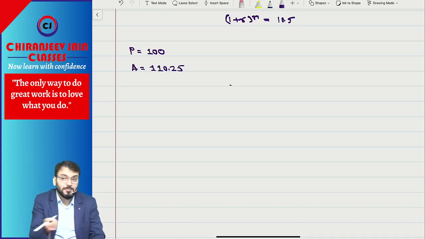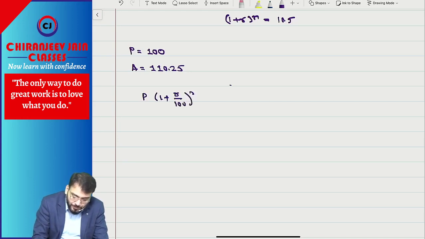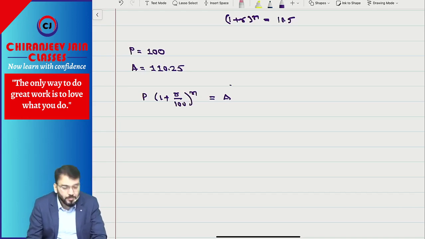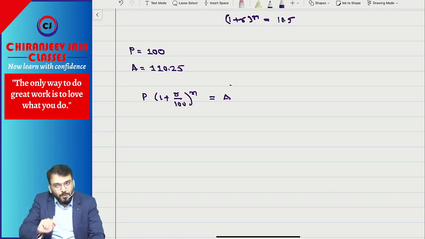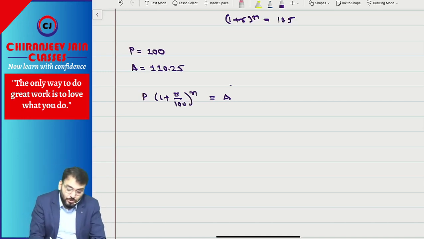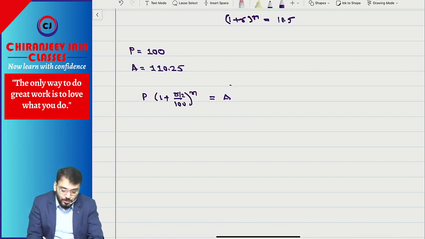Understood? So from childhood we do one formula, if you remember, P(1 plus R by 100) to the power n is equal to A. This was the formula, so I have used this formula. Have you understood this point? Because it is compounded half yearly, you used to do 10% divided by 2, that will become R. So in this you can write R by 2. Understood? So P is what?